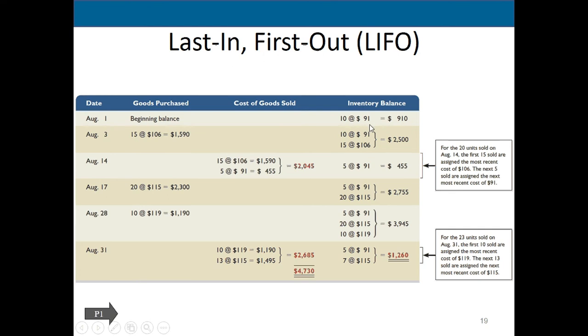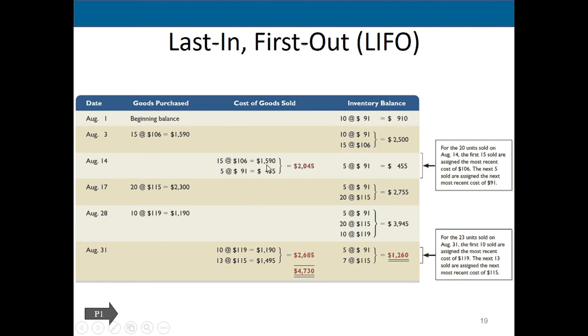I started with 10 units. I added 15 units. I still have the same value. It's when we sell it that we have to look at the assumption. Our assumption is now that the most recent units come out first. I sold 20 units here on August 14th, right? Sold 20 units. Well, that means that I'm going to take all of this cost first.